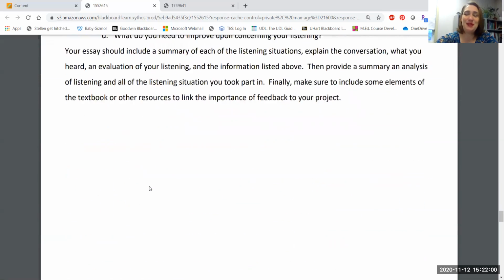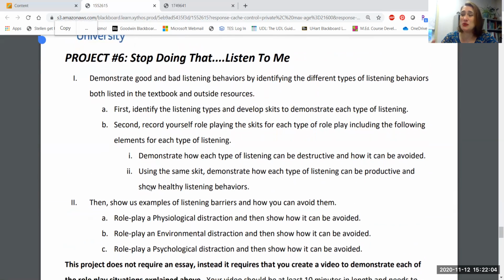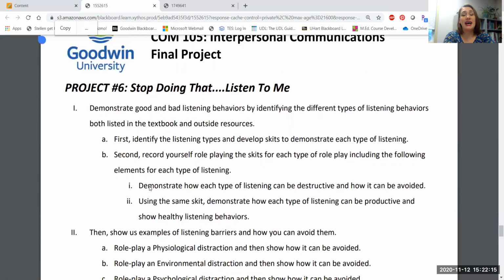All right, project number 6. I'm going to be totally honest with you guys. This is one that's also a little bit tough to do during COVID. Project number 6 is called Stop Doing That, Listen to Me. And this is also one that has to do with listening behaviors. And in particular, we're looking at good and bad listening behaviors. So what are those active and passive hindrances to listening versus hearing?